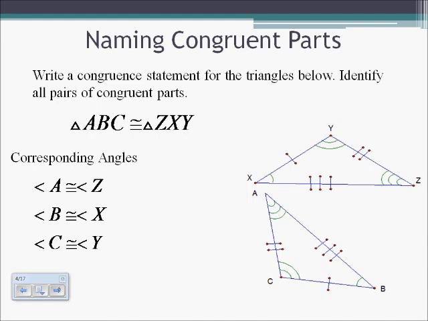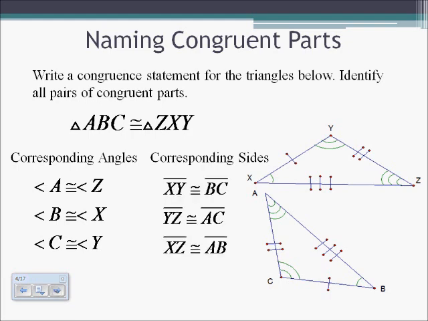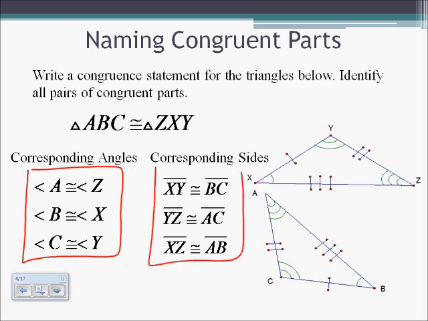Finishing up the congruency statement, we then would have the corresponding sides, and we would state that side XY is congruent to BC, side YZ is congruent to AC, and side XZ is congruent to AB. On your test, you're going to be given a figure and be asked to write the congruency statement given that two figures are congruent, and it simply means to write down the congruent angles and the congruent sides. And as long as you can do that kind of bookkeeping or record keeping task, you should be fine.